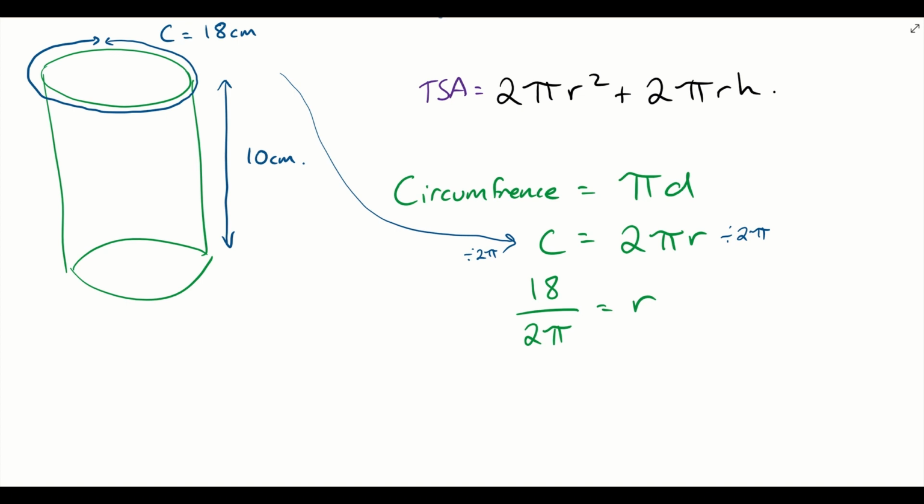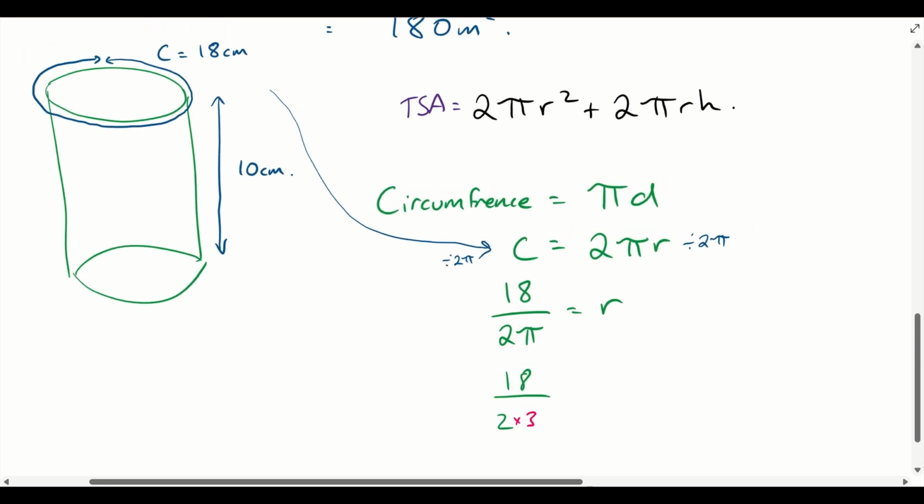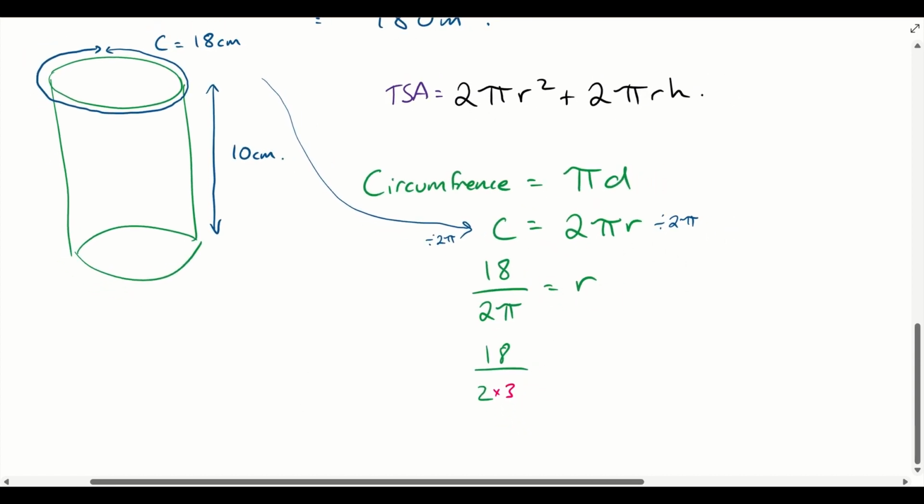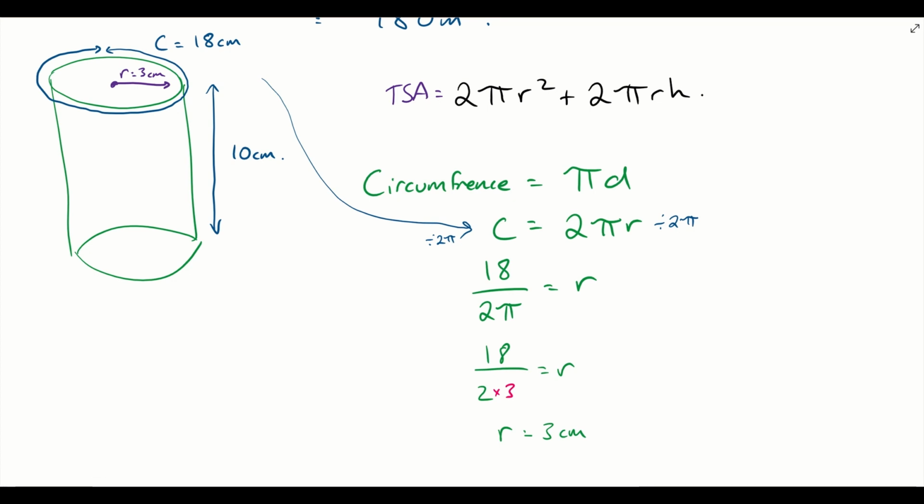And again, if we assume that pi is roughly 3, just for the ease of this calculation, we get 18 over 2 times 3, and I'll do it in red, so the red stands out as a bit of an assumption that we're making, that pi is about 3, is equal to the radius. So the radius here is going to be 3 centimeters. And now that I've found the radius as 3 centimeters, I can put that straight into here like this.